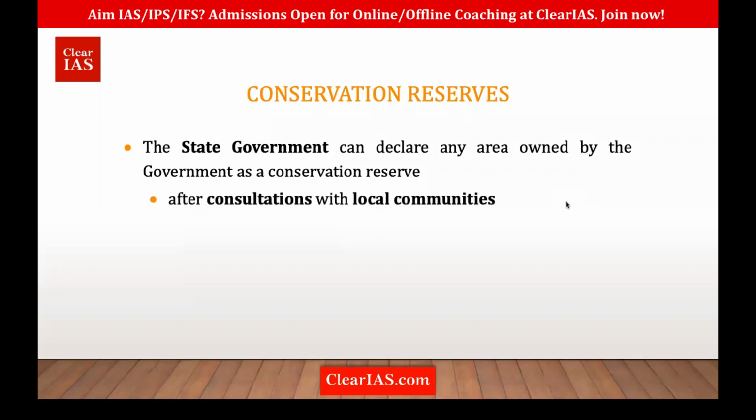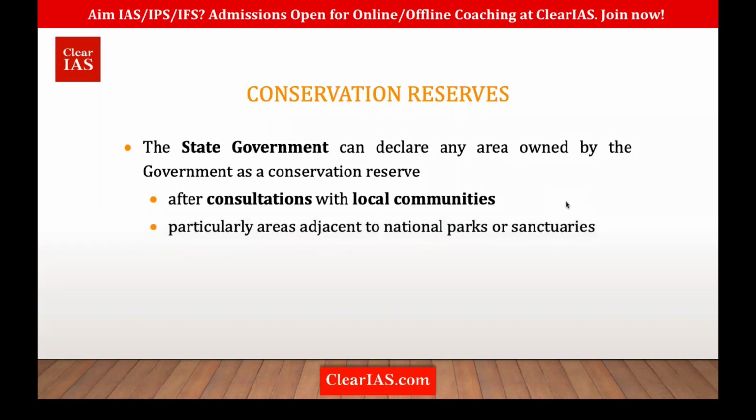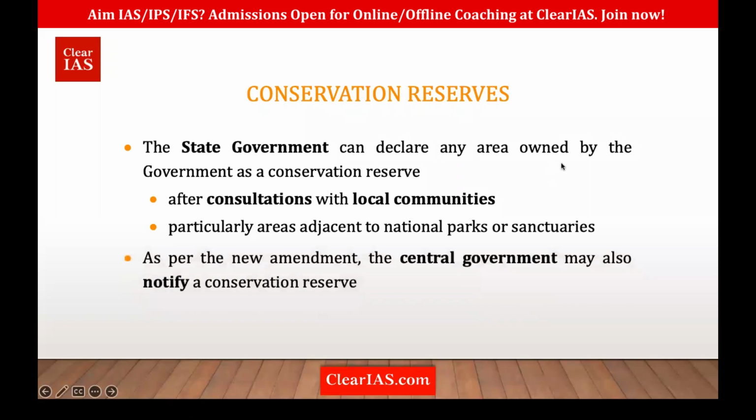Okay. So earlier it was the state government. With the latest amendment, the central government also can declare what? The conservation reserve. And when you declare the conservation reserve, you must have the permission of the local communities, especially as these are reserves adjacent to the parks and sanctuaries. So it is actually the buffer zone, that is, outlying zones of the government land, which can be declared conservation reserves. And as I've already told, as per the new amendment, the central government may also notify conservation reserves.